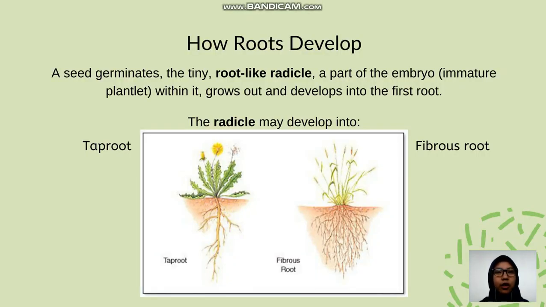And how do roots develop? When a seed germinates, a tiny root-like radicle, which is part of the embryo within it, grows out and develops into the first root. The radicle may develop into two kinds of root. The first is taproot and the second one is fibrous root.